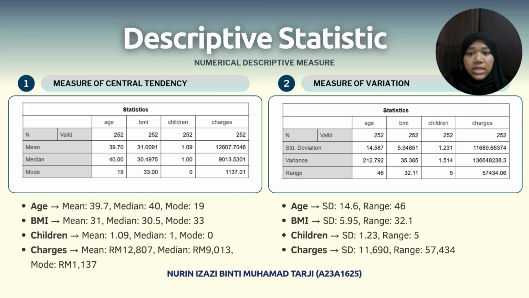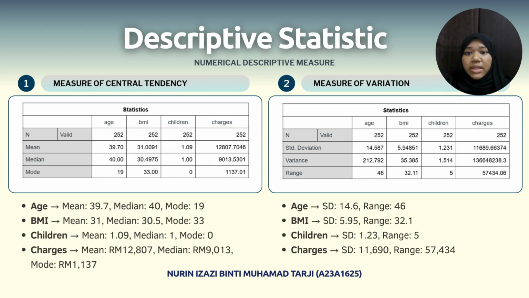For charges, the average is 12,800 ringgit, but the median is lower than 9,000. This means some very high charge are pulling the average up. The most frequent charge is 1,137 ringgit, showing that smaller charges are more common.